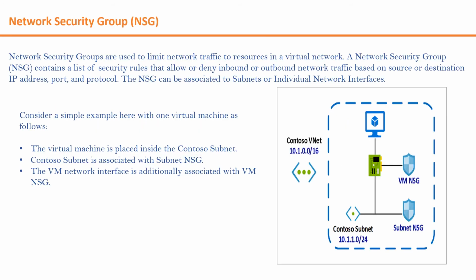Network security group, which is also called NSG. Network security groups are used to limit network traffic to resources in a virtual network. A network security group contains a list of security rules that allow or deny inbound or outbound network traffic based on source or destination IP addresses, port, and protocol. NSG can be associated to a subnet or an individual network interface.